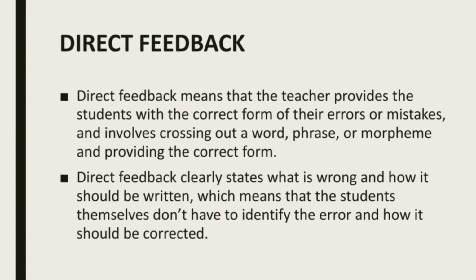Direct and indirect feedback. There are different strategies of feedback provided in written work, and most researchers divide written feedback into direct and indirect feedback. Direct feedback means that a teacher provides the students with a correct form of their errors or mistakes and involves crossing out a word, phrase, or morpheme and providing the correct form. Direct feedback also clearly states what is wrong and how it should be written, which means that the students themselves don't have to identify the error and how it should be corrected.